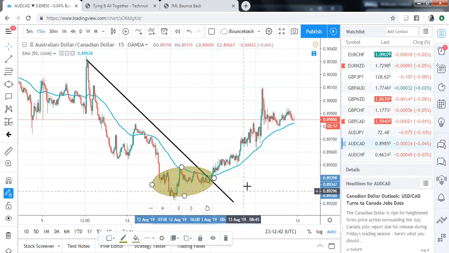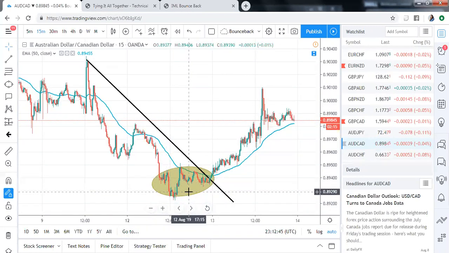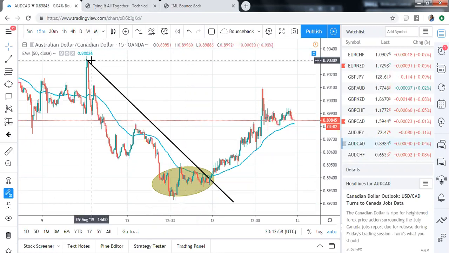This entire area here that I have the ellipse around is the setup that we are trading, the setup that Bounceback wants us to trade, right? So the first thing we're going to do is look for support and resistance on the setup itself. So what am I going to do?